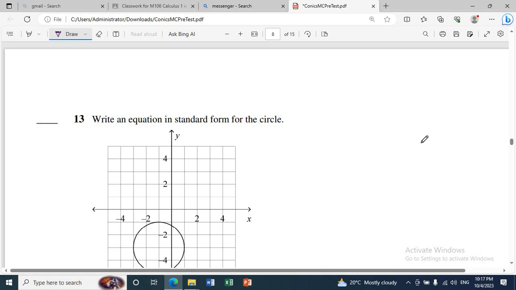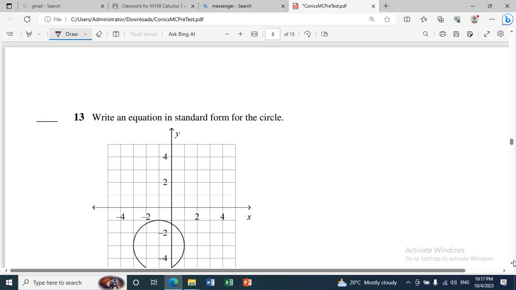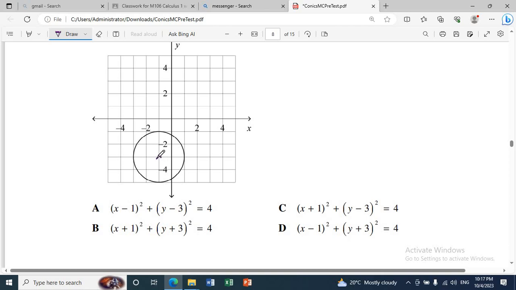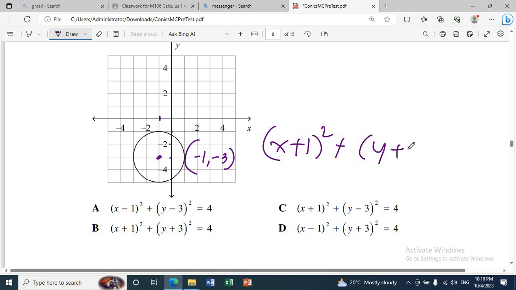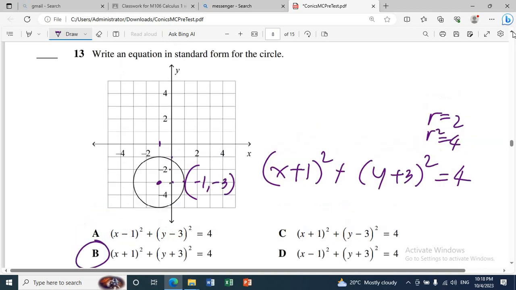Number 13. Write an equation in standard form for the circle. So we have a graph of a circle. Let's just simply locate the center. So this is negative 1, and then 1, 2, 3, negative 3. So we have x minus negative 1 squared plus y minus negative 3, that's plus 3 squared, is equal to your radius, which is 2, so r squared is 4. So we have letter B for number 13.